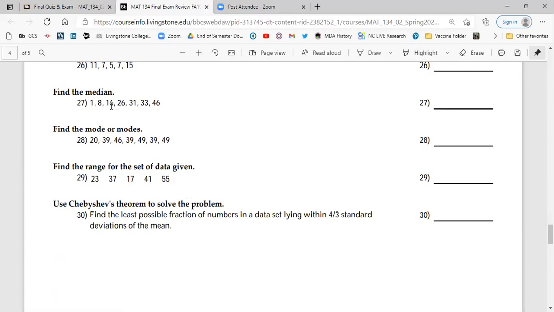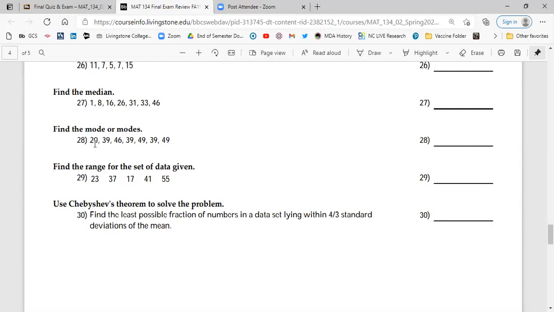these are in order. So you have to look at 1, 2, 3, 4, 5, 6, 7. It's the middle number, so that you have the same number on the left as you do on the right. So if 26 is the median, then you have 3 to the left lower than 26 and 3 that are greater than 26. So 26 is the median. If it's an even number, then you add the two middle numbers and divide by 2.